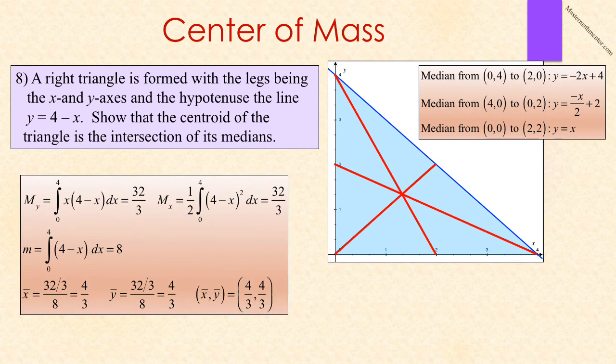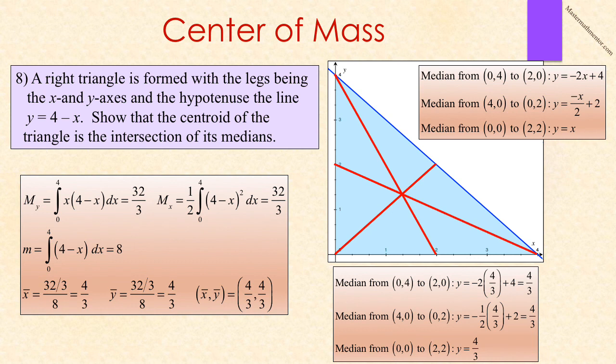In this case, there is only one function, f of x, which is 4 minus x. So m sub y equals the integral from 0 to 4 of x times 4 minus x dx, which is 32/3. M sub x is 1/2 the integral from 0 to 4 of 4 minus x quantity squared dx, which is 32/3. M is equal to the integral from 0 to 4 of 4 minus x dx, which is 8. So x bar is 32/3 over 8, which is 4/3, as is y bar, 32/3 over 8, which is 4/3. So therefore, x bar, y bar is the point 4/3, 4/3.